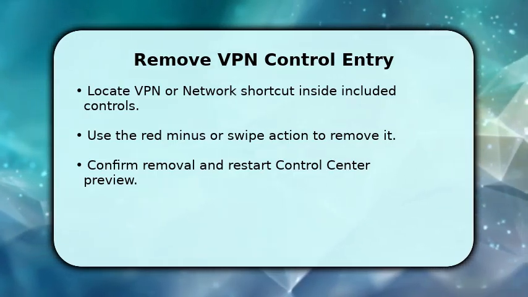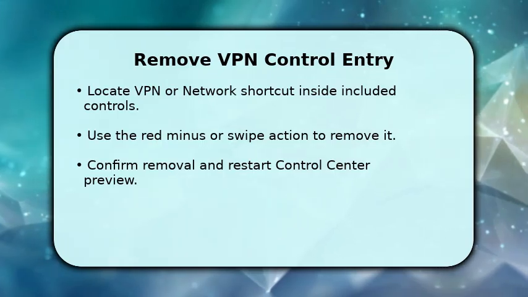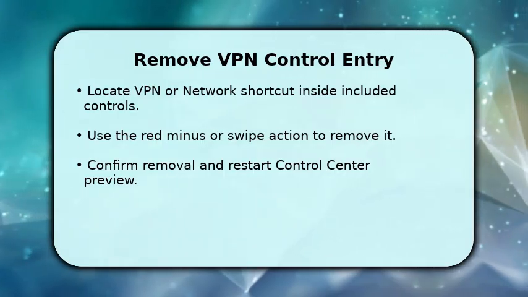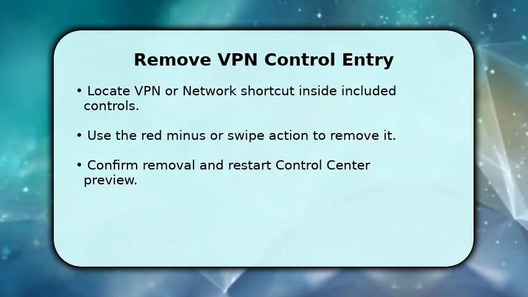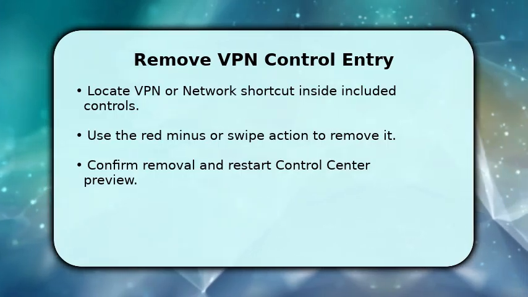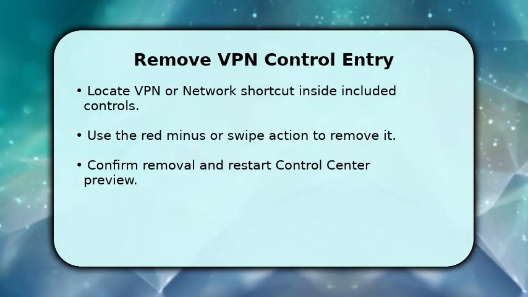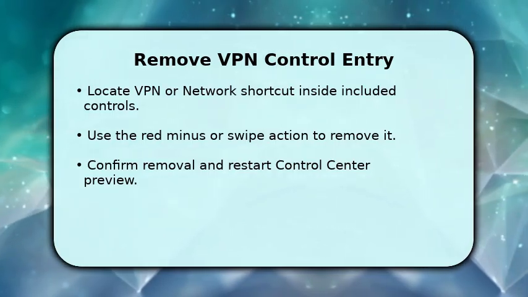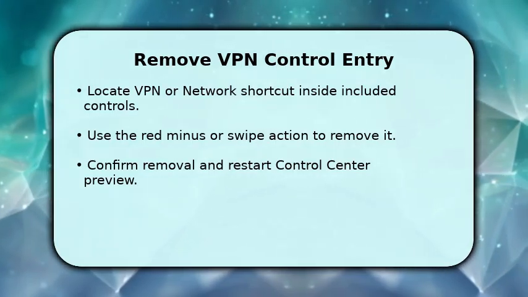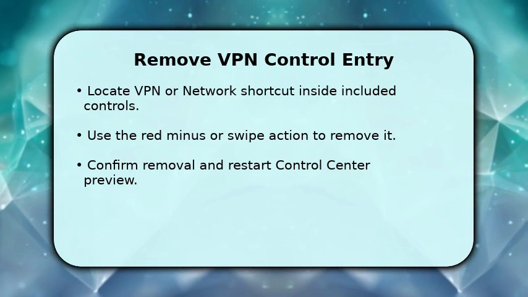Tap the red minus icon or swipe left on that entry, then confirm Remove to delete it from the Control Center. Make sure to then scroll to the More Controls list so you don't accidentally re-add the wrong item. After removal, briefly open Control Center to preview. It should no longer show the VPN toggle or related shortcut.